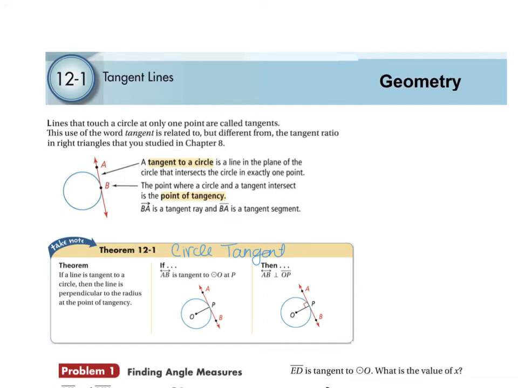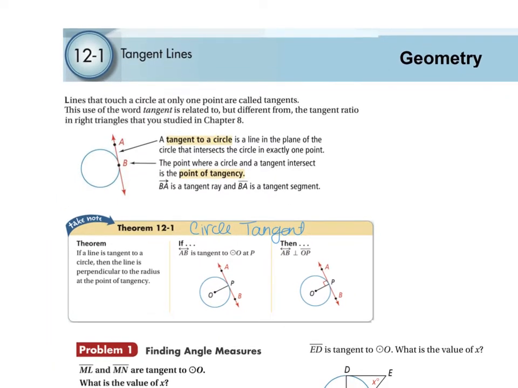All right, so here we have 12.1. It's all about tangent lines. And you've seen the word tangent before whenever we did the trig functions with sine, cosine, and tangent. But now this is a different type of tangent, and it's a line.